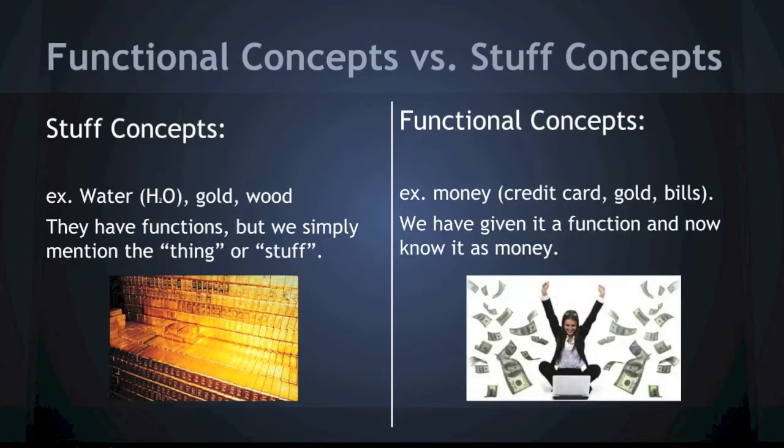A better example would be this one. Examples of stuff concepts would be water, gold, wood, and they have functions, but we simply mention the thing or stuff. For example, here we have gold. We have a gold bar. And in functional concepts, we talk about money. Money can be a credit card, it can be gold, it can be a dollar bill. We have given it a function and now it is known as money. Even though it is a thing, it is stuff, it has a function, and when we refer to it as money, we refer to the functional concept.